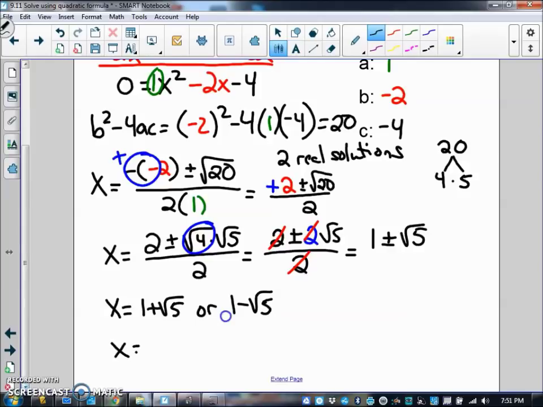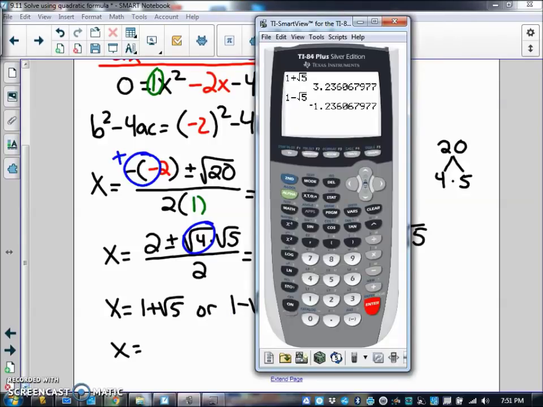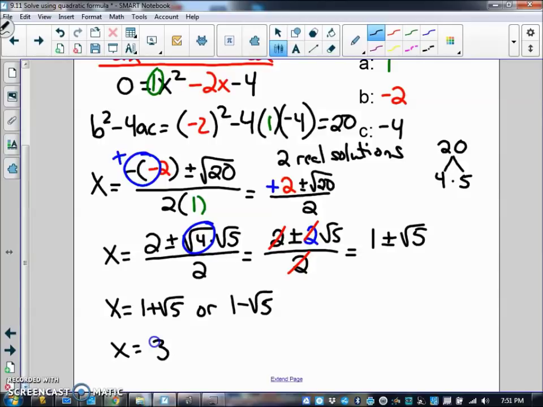And my x values for decimals, well, I'll need to put that in my calculator. And when I put this into my calculator, I get my values of 3.24 and negative 1.24. Again, my radical answers and my decimal.